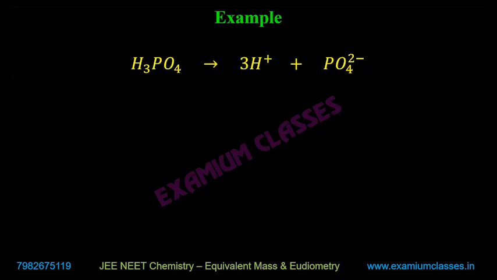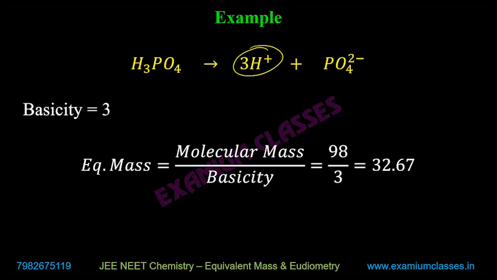H3PO4 gives 3H plus ions. Because it gives 3H plus ions, basicity is 3. Its molecular mass is also almost 98. Not exactly 98, but almost. So both H2SO4 and H3PO4 have molecular mass 98. But here I will divide it by 3, so it will be 32.67. Equivalent mass will be 32.67 here.